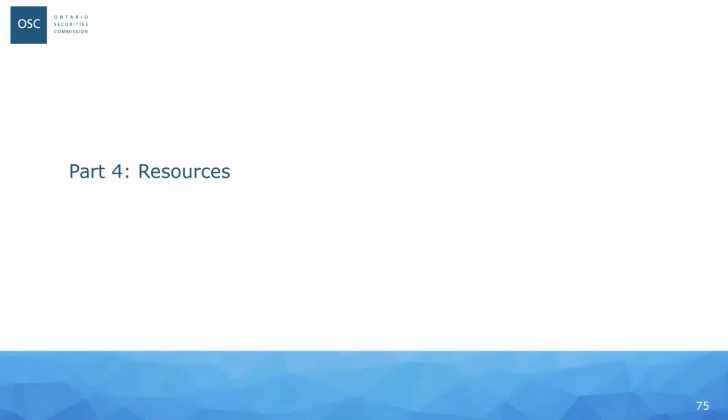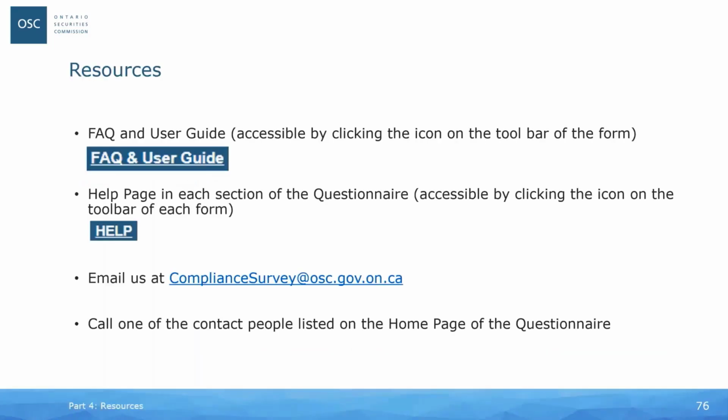So these are some of the questions in some of the more common areas that we receive during the risk assessment questionnaire process. However, we do have other resources available. There's an FAQ and user guide available, a help page. We've set up a dedicated email address for you to send questions, which we will respond to. And lastly, the questionnaire itself on the home page has a list of individuals you can reach out to, and they are listed by registration category. So if you have a question about the portfolio manager section, you can go to the people listed in that section.